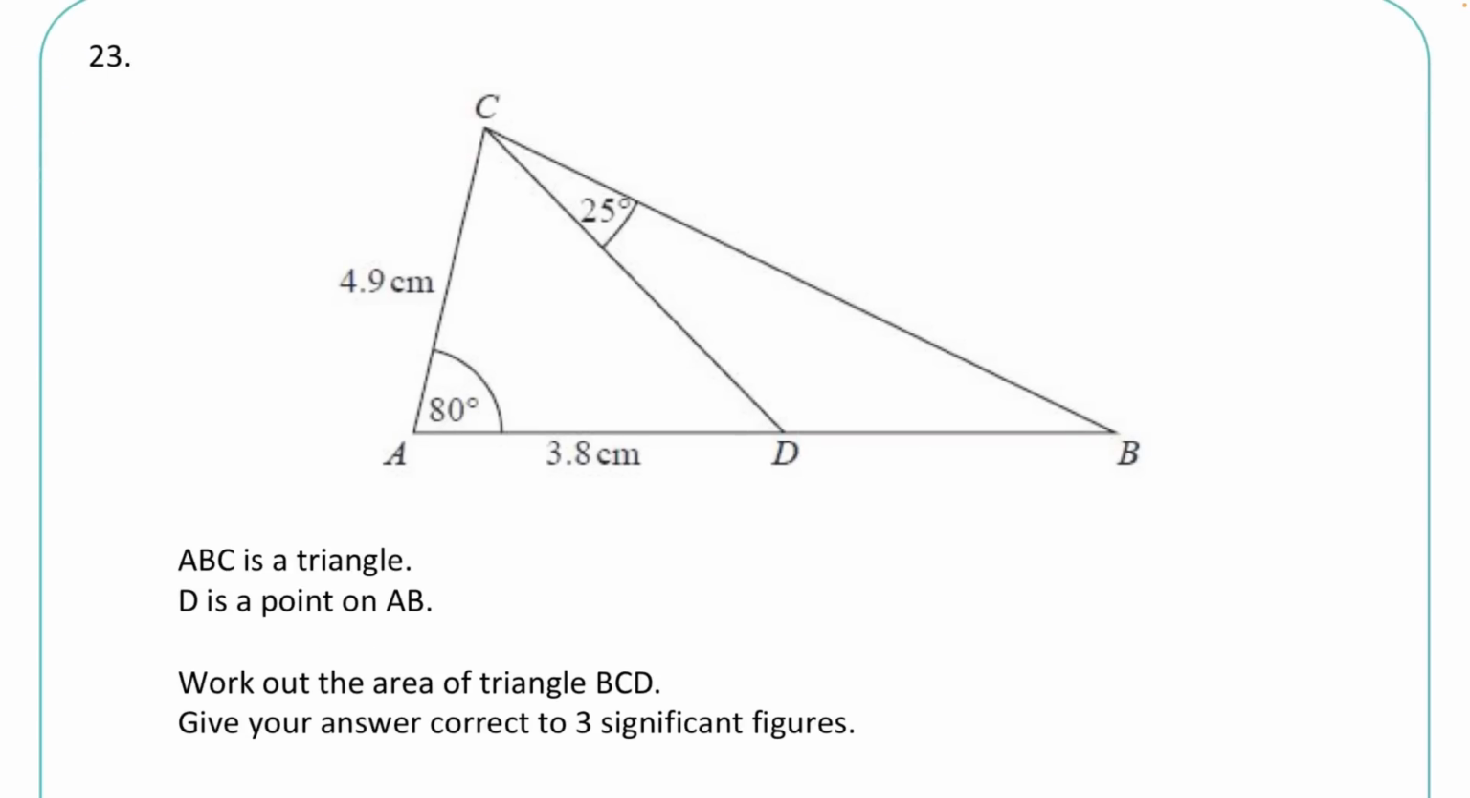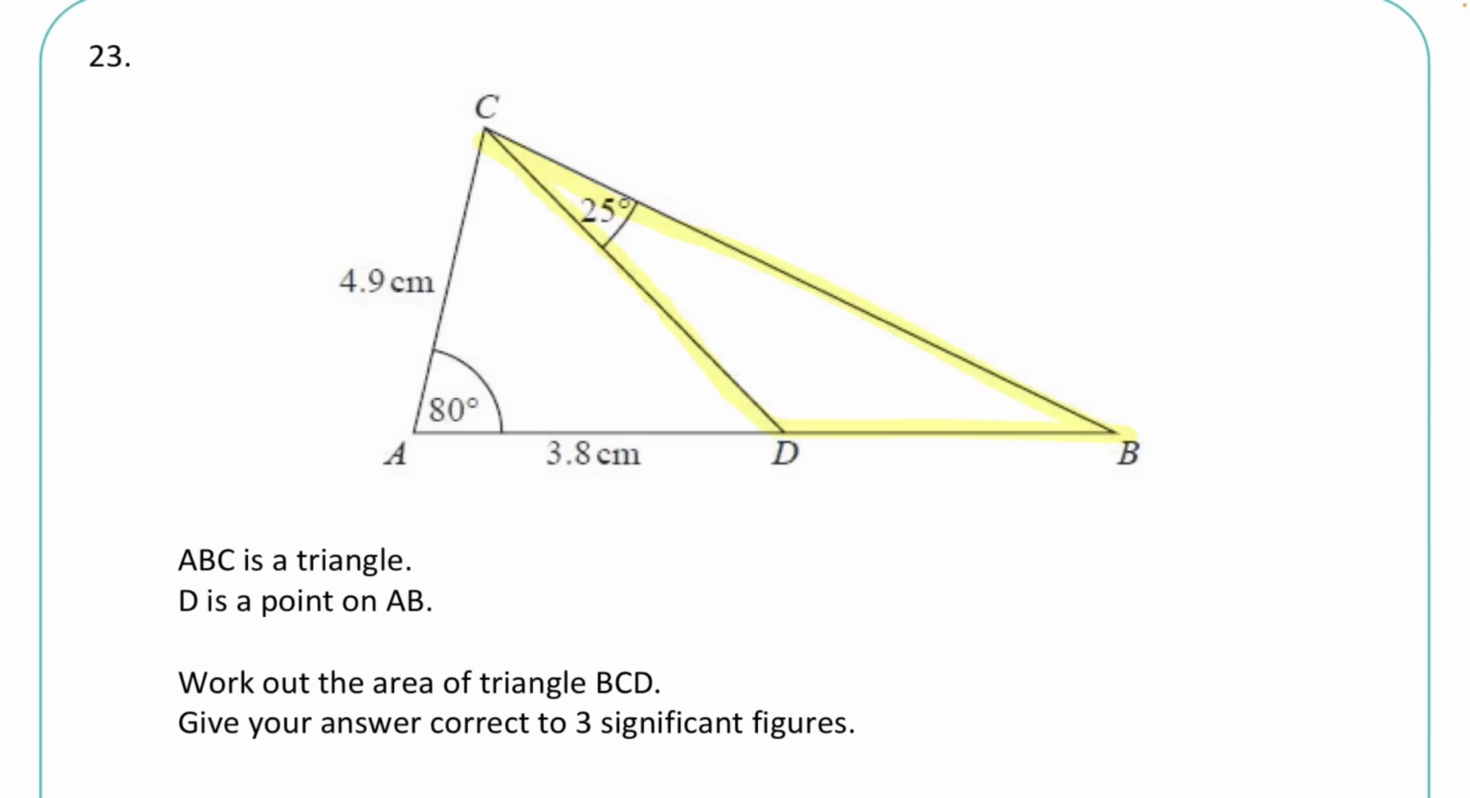trigonometry. So it says here, ABC is a triangle, D is a point on AB, work out the area of triangle BCD. So the triangle we need the area of is B, C and D, this one here. Give your answer correct to 3 significant figures.